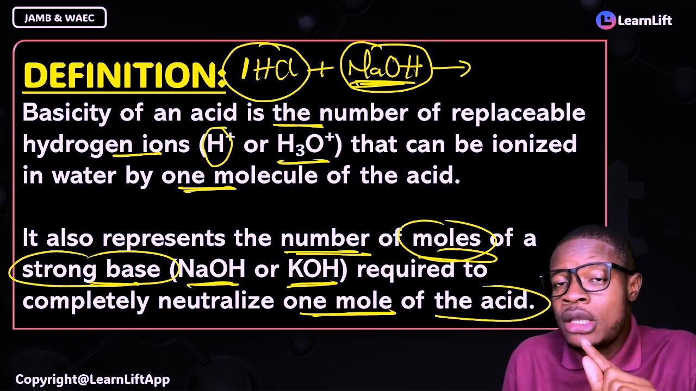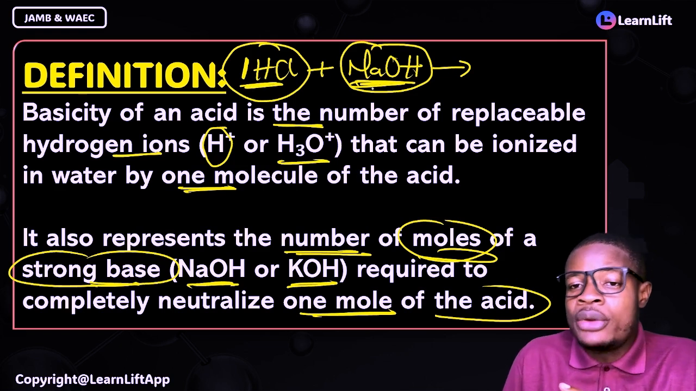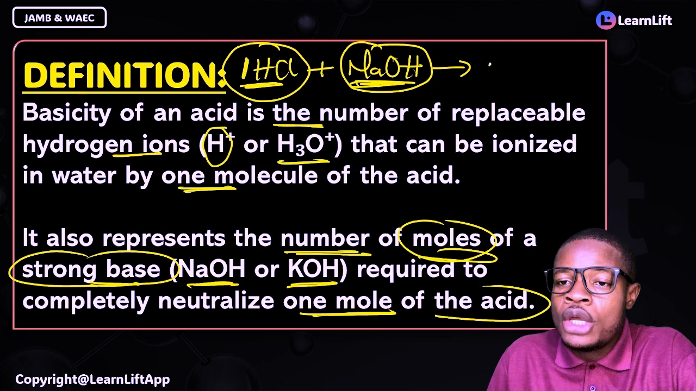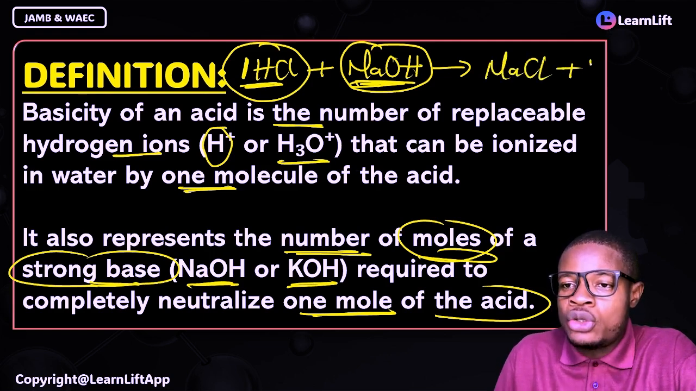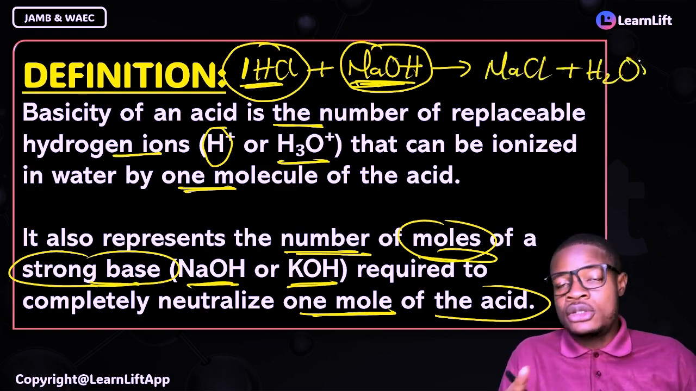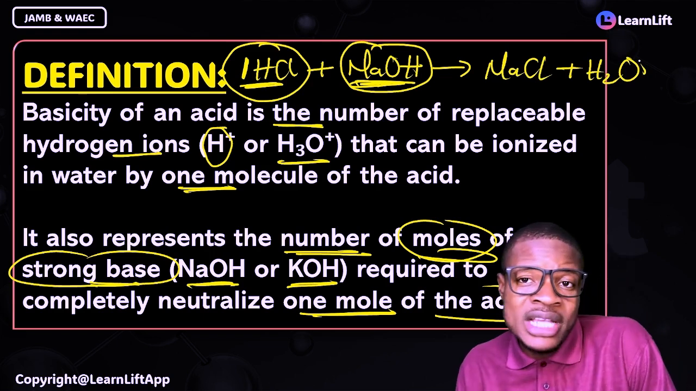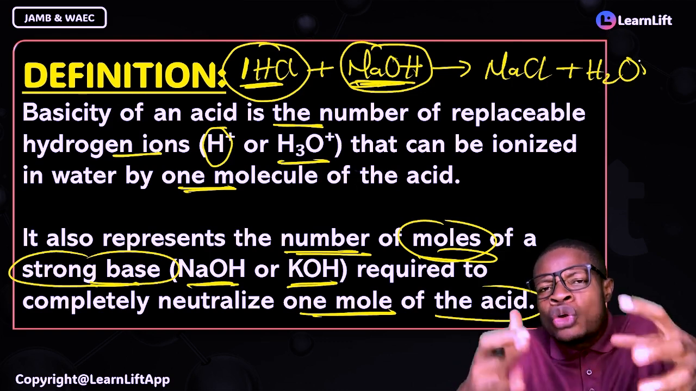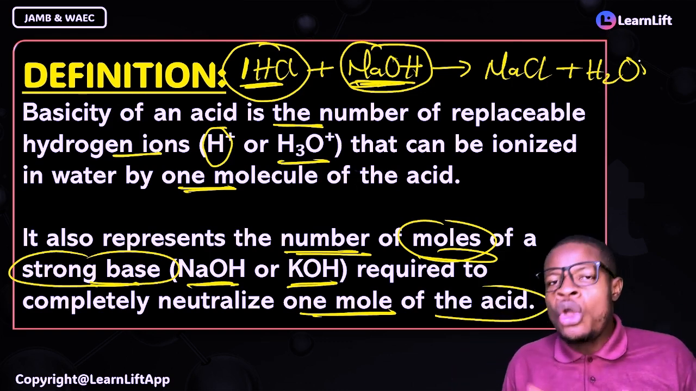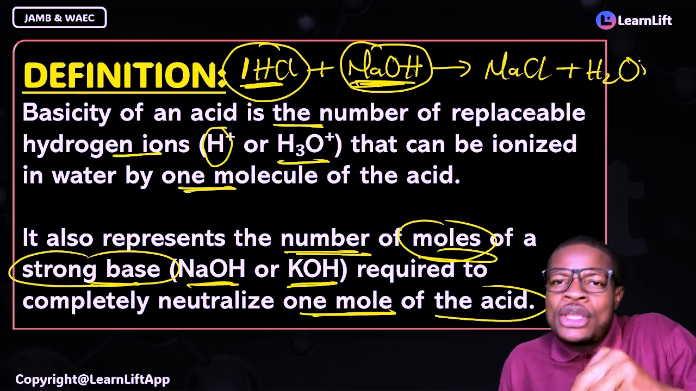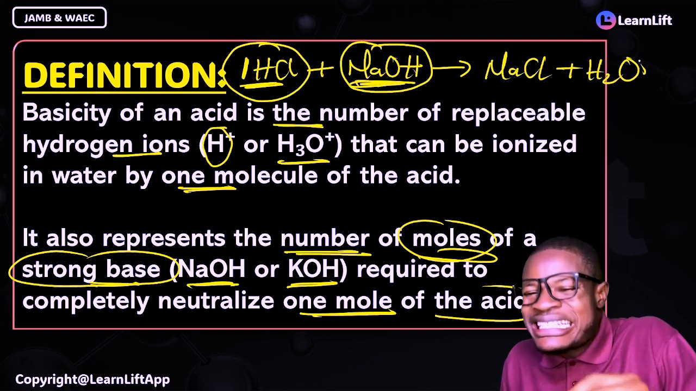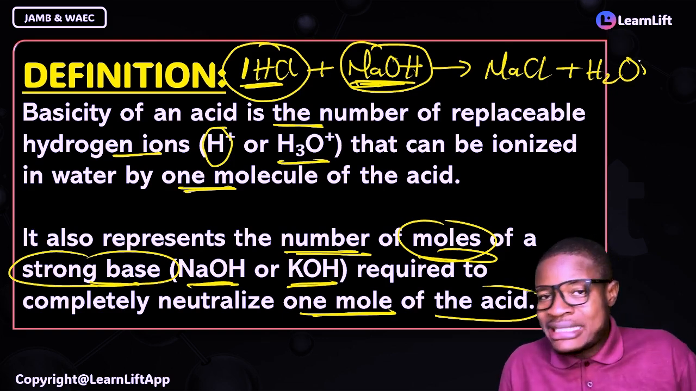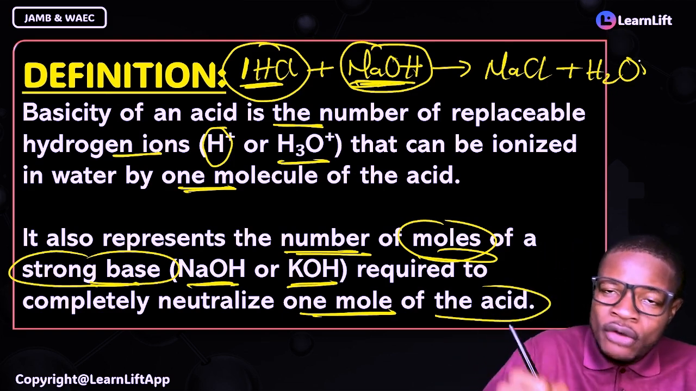That is called your basicity. Of course, 1 mole of HCl will react with 1 mole of sodium hydroxide. What is it going to give you? It's going to give you sodium chloride plus water at the end of the day. So what is basicity of an acid from the first definition? It is the number of replaceable hydrogen ions or hydronium ions that can be ionized in water by 1 molecule of the acid. What do we call that? Basicity of the acid.